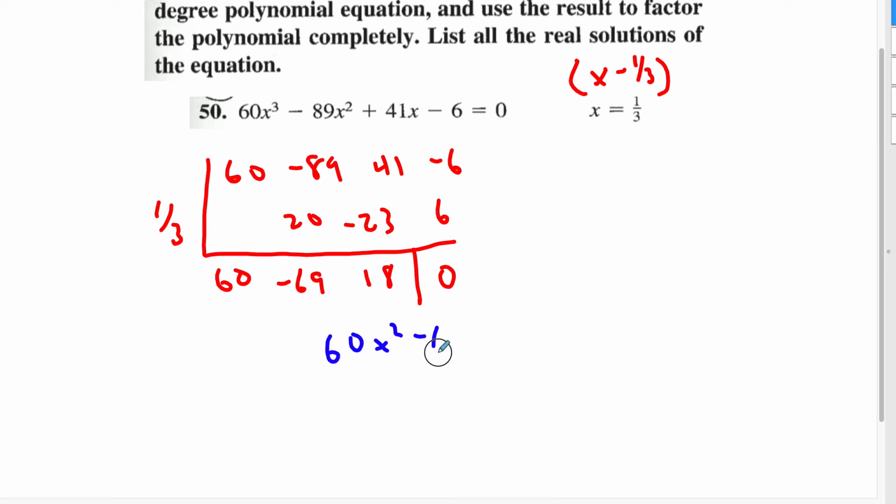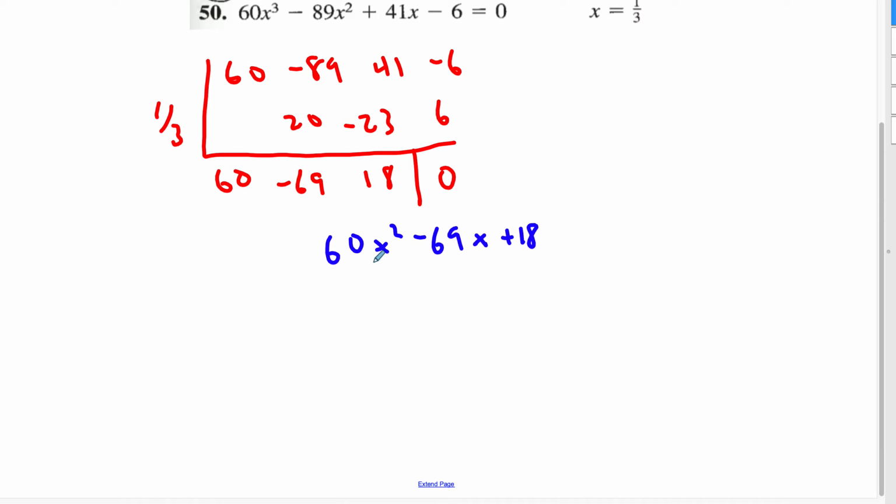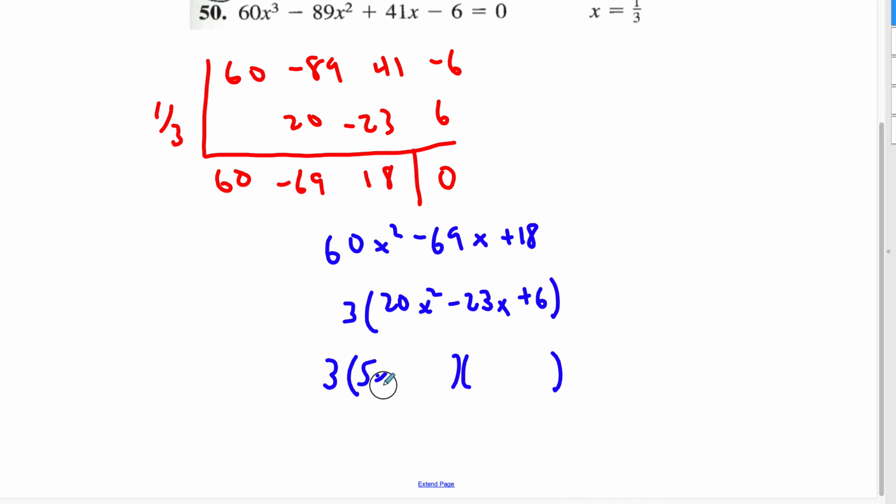60x squared minus 69x plus 18, right? I now am going to factor this. Now, you could use the quadratic formula, but it turns out, because I know these are all divisible by 3, I can actually pull a 3 out, and I get 20x squared minus 23x plus 6, right? And then I can factor that, it turns out. So what times what is 6? And then also we need 20. So it turns out if I use 5x and 4x, this was a little bit of experimentation on my part.